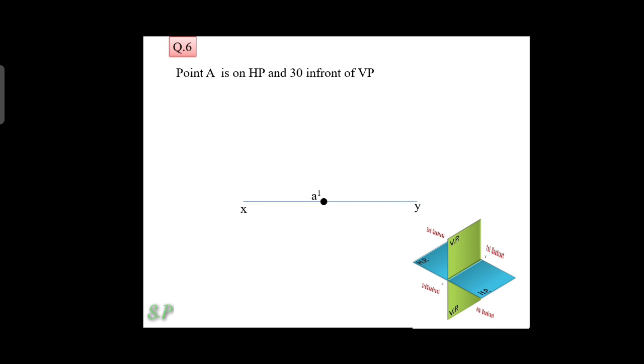The point is 30 in front of VP. That is the top view point. So the top view image will be below the XY reference line. That distance is 30 mm.